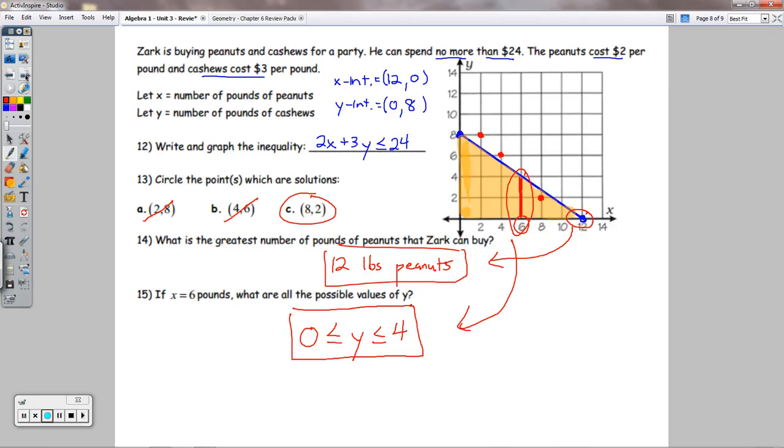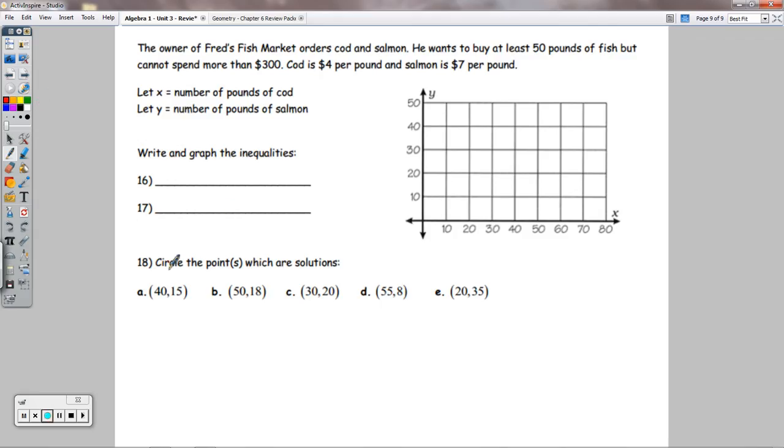And then finally numbers 16, 17, and 18, doing these ones here. The owner of Fred's Fish Market orders cod and salmon. He wants to buy at least 50 pounds of fish, but cannot spend more than $300. Cod is $4 per pound. Salmon is $7 per pound. So if he wants to buy at least 50 pounds of fish, x is the number of pounds of cod, y is the number of pounds of salmon, we could say x plus y would have to be at least 50. That's greater than or equal to 50, in other words.